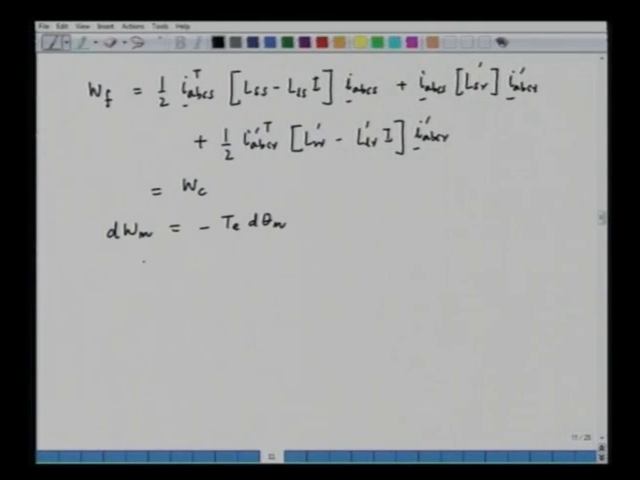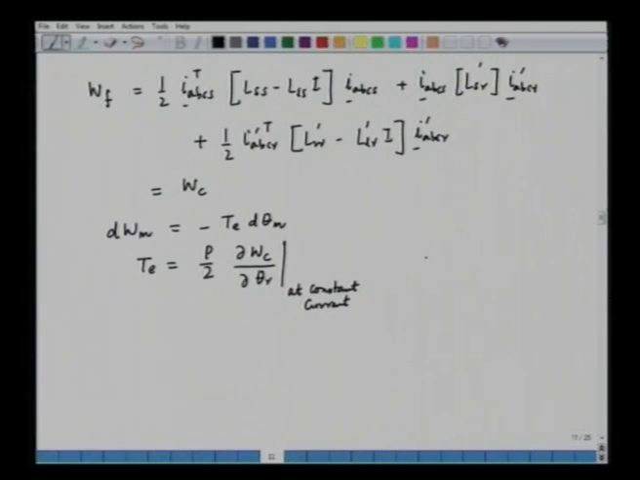And if you want to find Pe, it can be calculated as the pole pair into the derivative of the co-energy with respect to theta r at constant current. We can say that the currents remain constant, so all currents of the stator and the rotor will be kept constant. So, if you take this co-energy and differentiate it with respect to theta r multiplied by P by 2, that will be the torque expression.